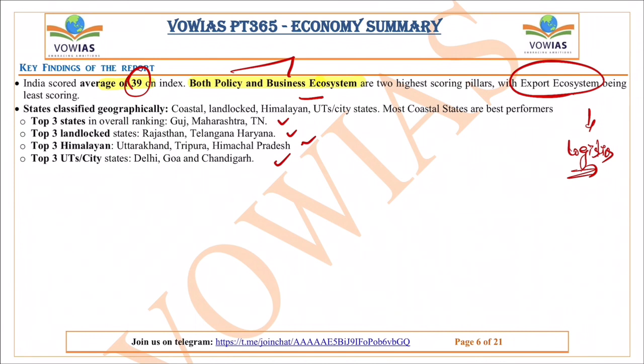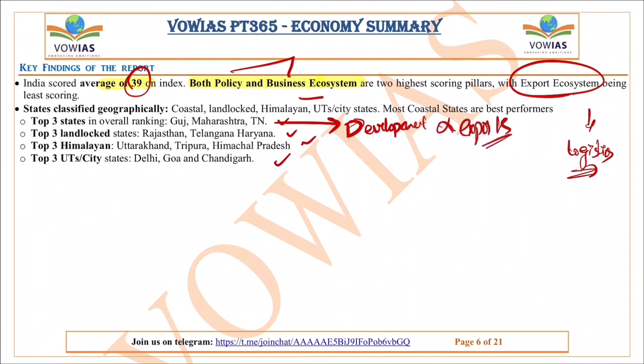Now, the states are ranked based on various parameters, in the manner of coastal states, landlocked states, Himalayan states, UTs, etc. The top 3 states in the overall ranking are Gujarat, Maharashtra and Tamil Nadu. What this shows us is that exports are closely linked to development, directly proportional to exports, you can say.